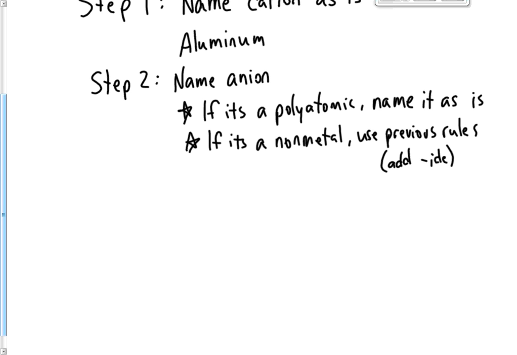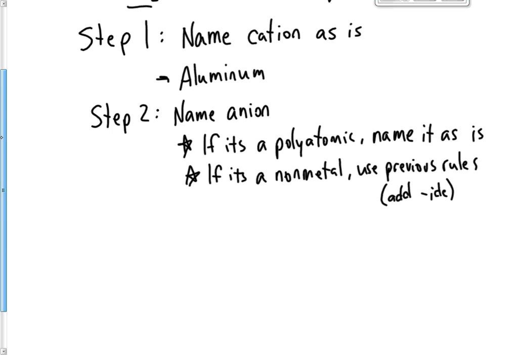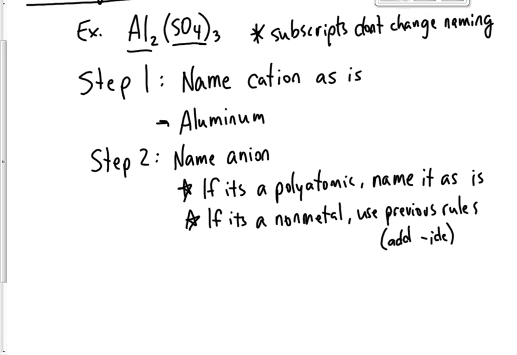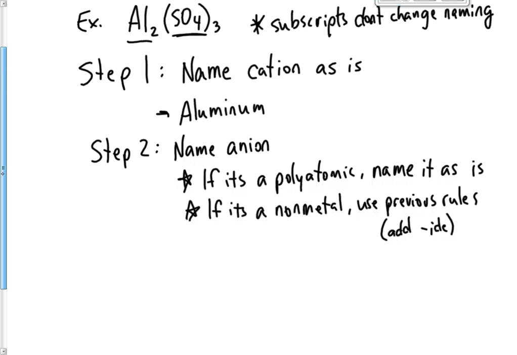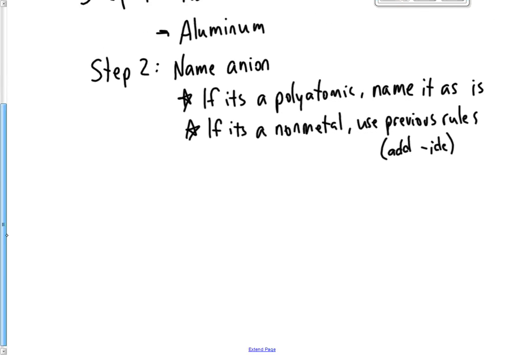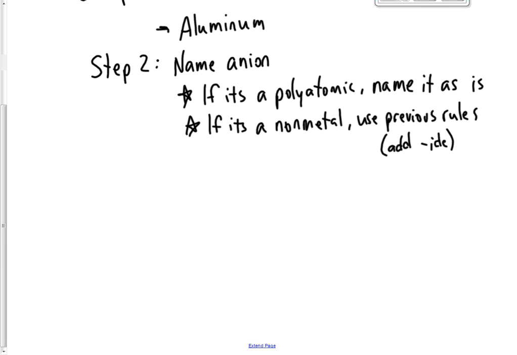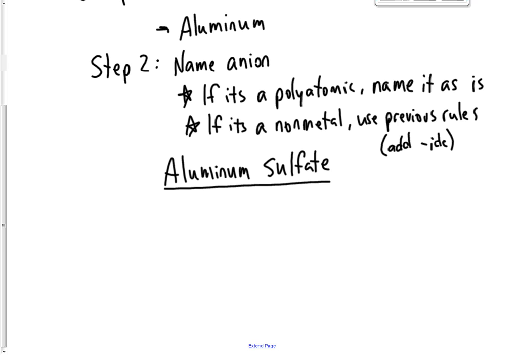Step number one is to name the cation, and then step number two is to name the anion. Now, in this case, our anion is SO4, so it's a polyatomic ion, so we're going to name it as is, and SO4 is sulfate. Okay, so we have aluminum already, and SO4 is sulfate, so aluminum sulfate is your answer.